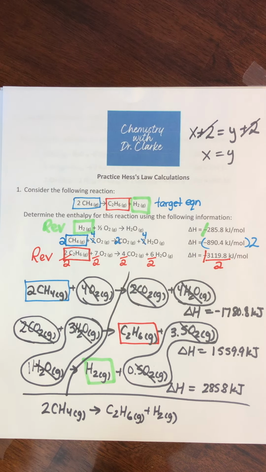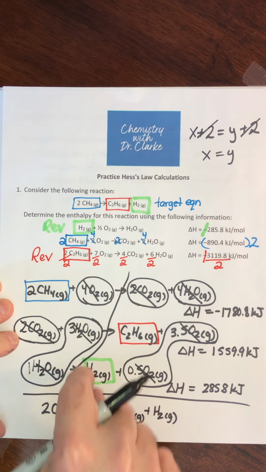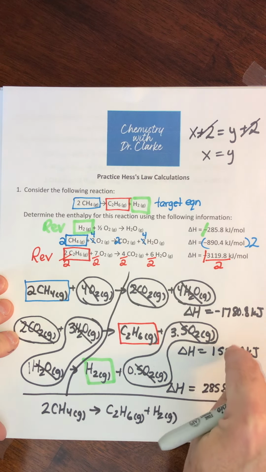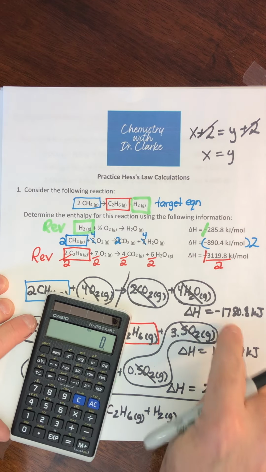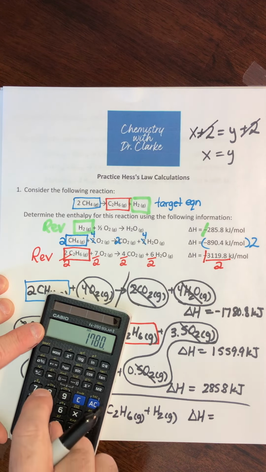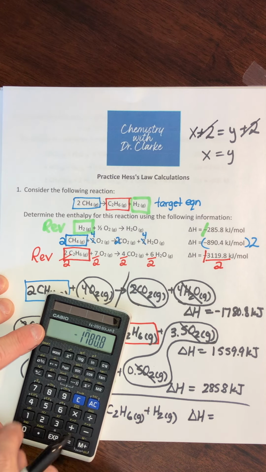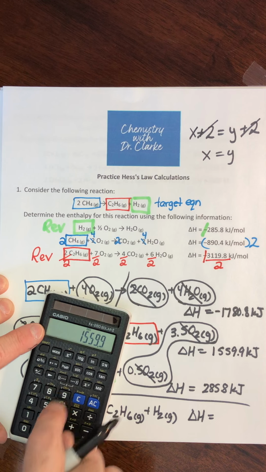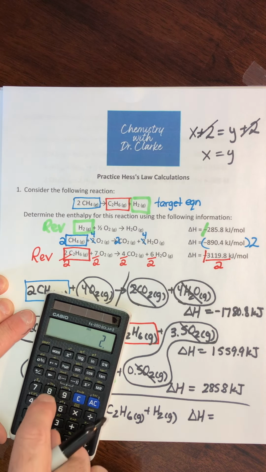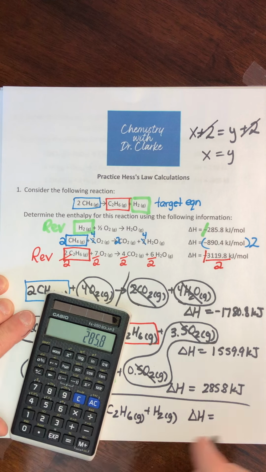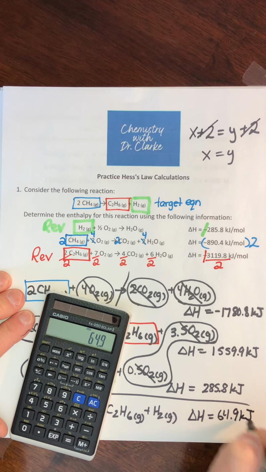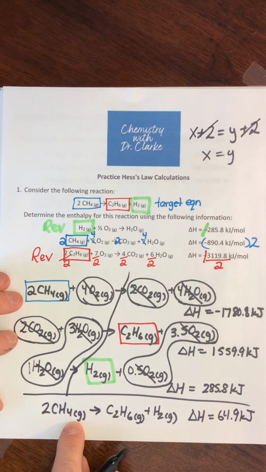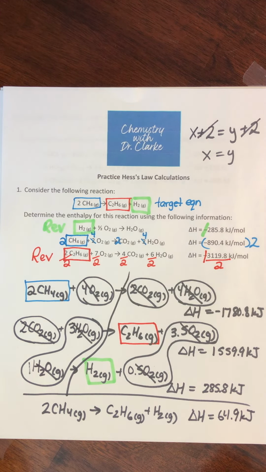And the really cool thing about adding chemical reactions is that if you add the chemical reactions, you can add the delta H's. So the delta H for this reaction would be negative 1780.8 plus 1559.9 plus 285.8. My decimal's hard to see, but there was a decimal. And so that gives me 64.9 kilojoules. So the heat that goes with this particular reaction is this.